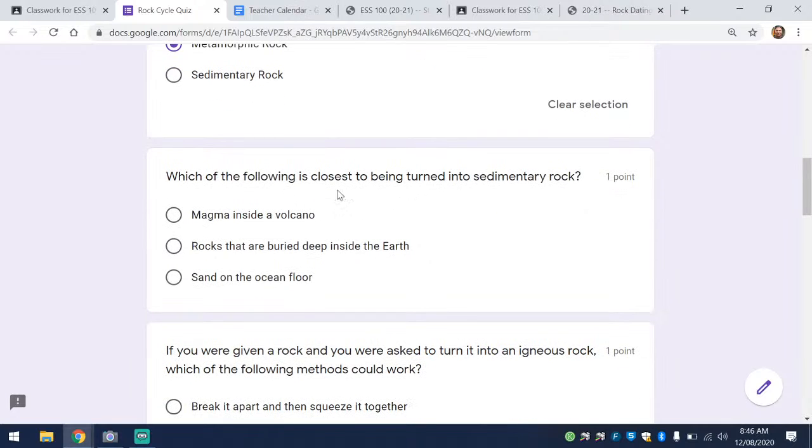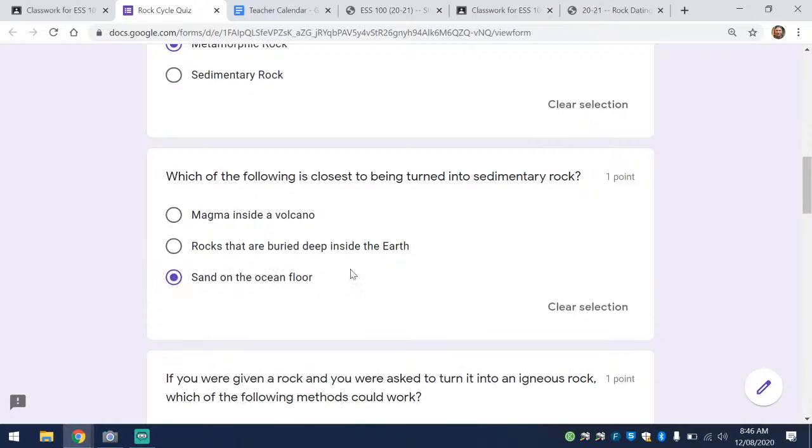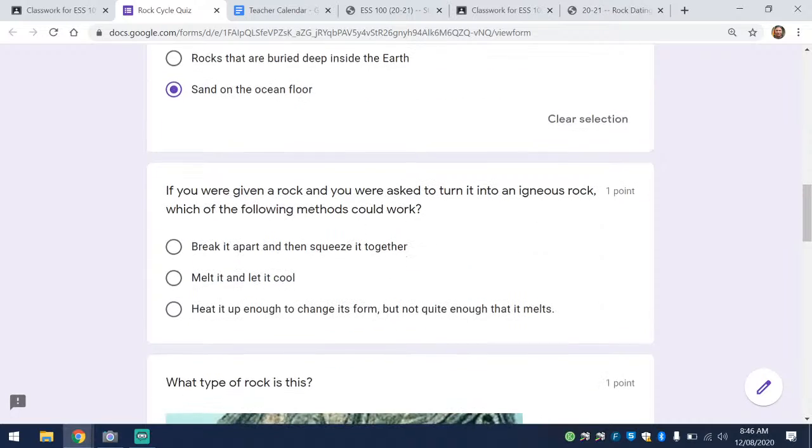This is where it gets a little tricky. Which of the following is closest to being turned into a sedimentary rock? Magma in a volcano? That's ready to become igneous. All it needs to do is cool. Rocks buried deep inside the earth? I don't think so. They're protected. Sand on the ocean floor? Yes. It just needs to be compressed, and then it's sedimentary rock.